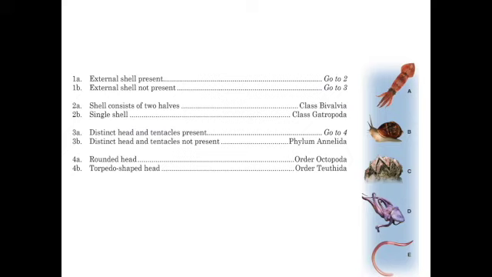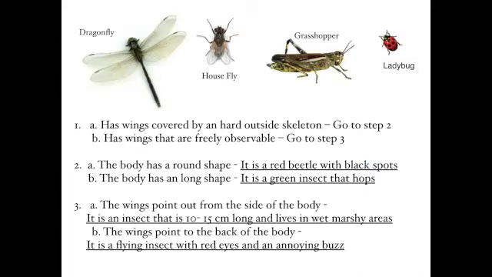We go to number 2. Does the shell consist of 2 parts or 1 part, a single? Okay, it only consists of a single part, so that would be class Gastropoda. Yes, a snail is part of class Gastropoda. Gastro meaning stomach, pod meaning foot. So it's basically a stomach foot. That's a snail.